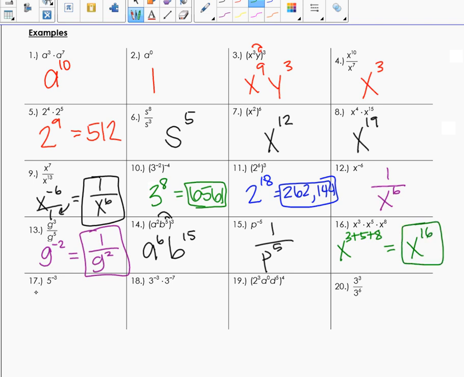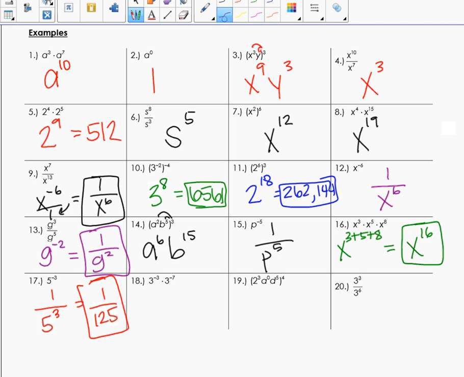Okay. For number 17, that's a negative exponent similar to number 12, similar to number 15, and you're going to end up with 1 over 5 to the third. And then again, that's applying the properties, so you end up with 1 over 125. Cool.